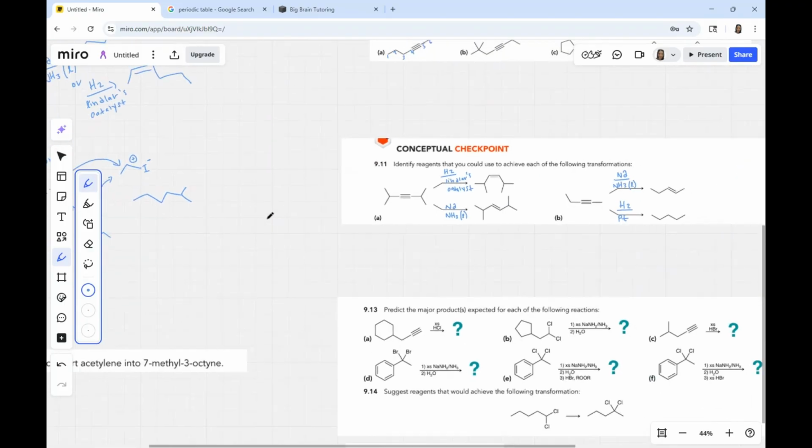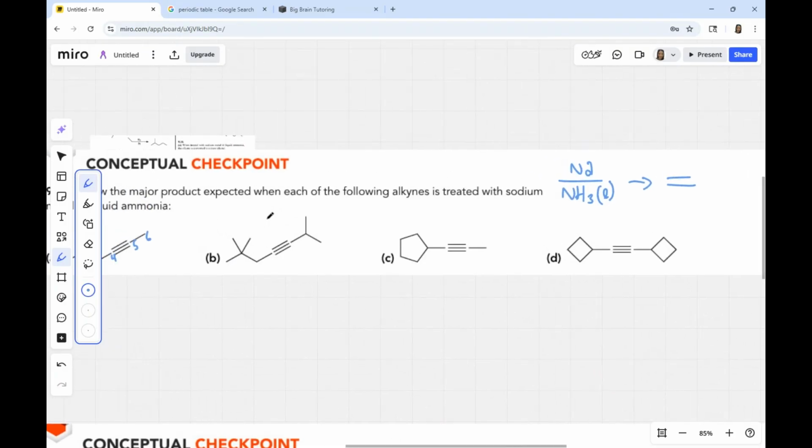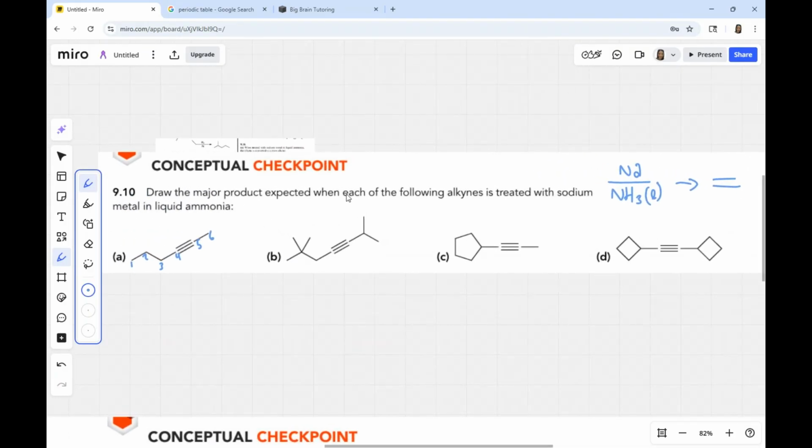Okay, let's do some problems because that's the best way to learn. Whoopsies, I already did those ones. So we know that when each of the following alkynes is treated with sodium metal and liquid ammonia, we remember this, it makes an alkene, and in particular it makes the trans alkene. What I like to start off with is counting my carbons, and I've already numbered them here, 1 through 6, and I want to make sure that I end with 6 carbons, and this will now start to have a kink in it because it will reduce.